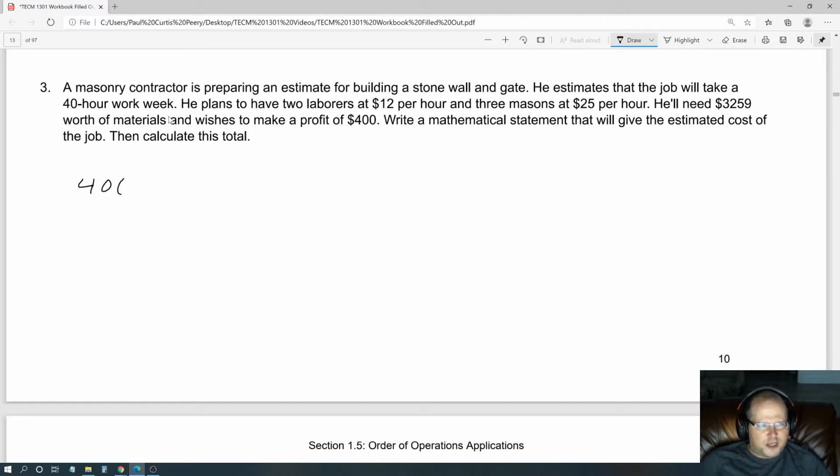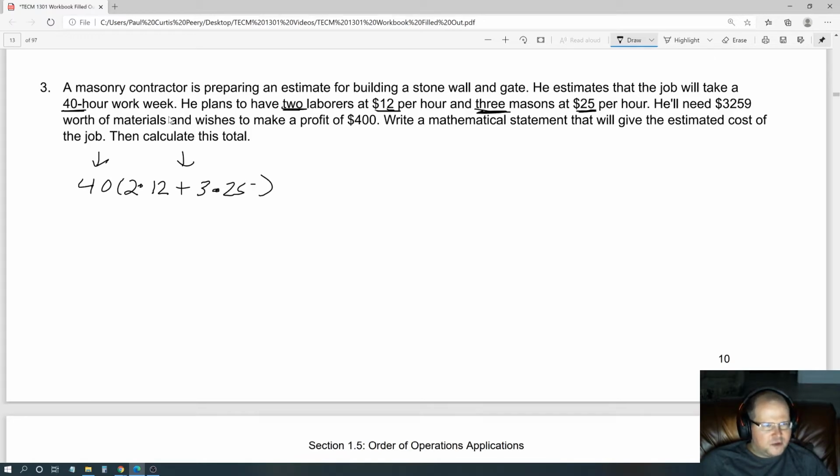So it says a 40-hour work week. We have 2 laborers, and they make $12 per hour. So 2 times 12, right? Plus, we have 3 masons that make $25 per hour, which would be 3 masons times the $25 per hour. So this right here in the parentheses, that's how much everything costs per hour as far as the wages people are earning, right? And then we multiply that by the amount of time, which is 40 hours.